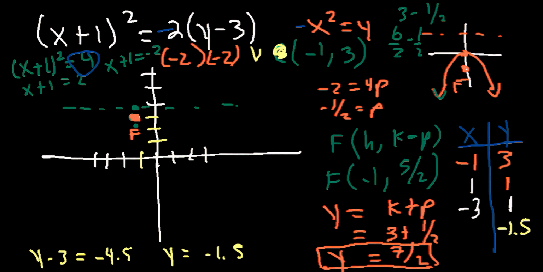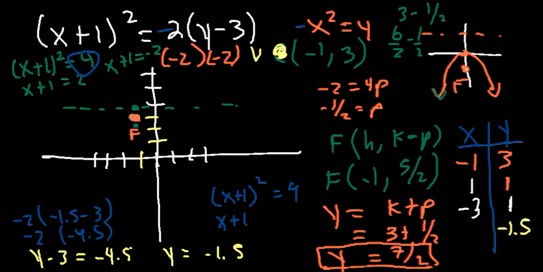So if I plug in negative 1.5, I get negative 2 times negative 1.5 minus 3, which is negative 2 times negative 4.5. That's a 9. So therefore, x plus 1 squared is equal to 9. And if you square root both sides, x plus 1 is equal to 3, which means 3 minus 1 is 2. And x plus 1 is equal to negative 3. Negative 3 minus 1 is negative 4. So that should be enough points for this particular example.